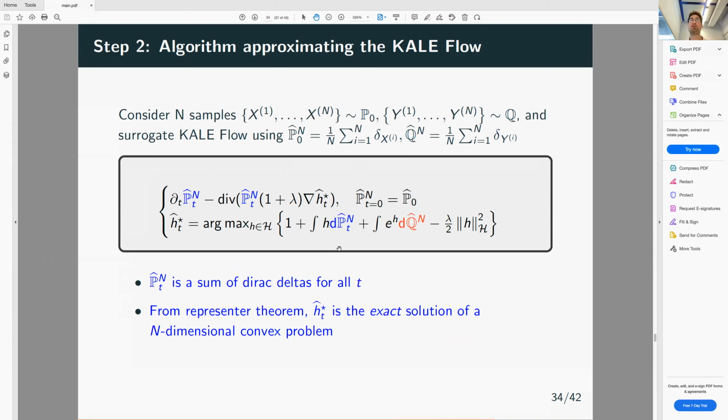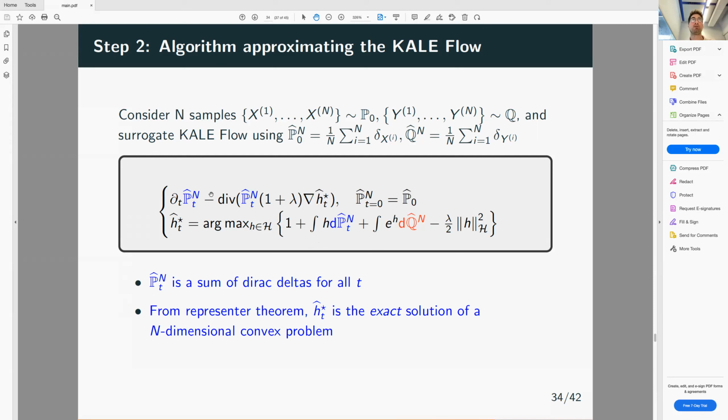Instead, what you need to do is discretize P and Q. So let's say, for example, you have access to samples x1 to xn of P0, the original P, and y1 to yn of the target density Q. In that case, you can compute a surrogate gradient flow where, instead of the population P0 and Q, you plug in their discrete analogs, P0 hat and Q hat. In that case, by property of reproducing kernel Hilbert space, you can solve this maximum problem in finite time.